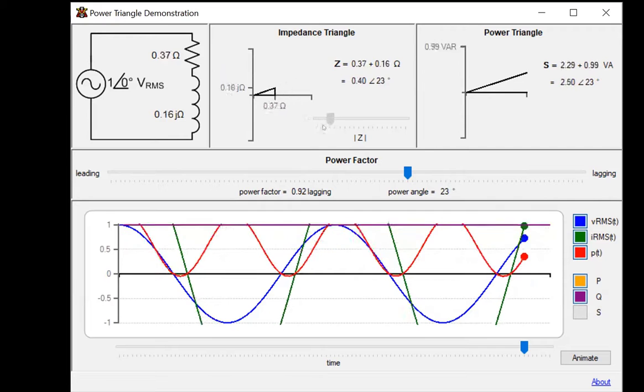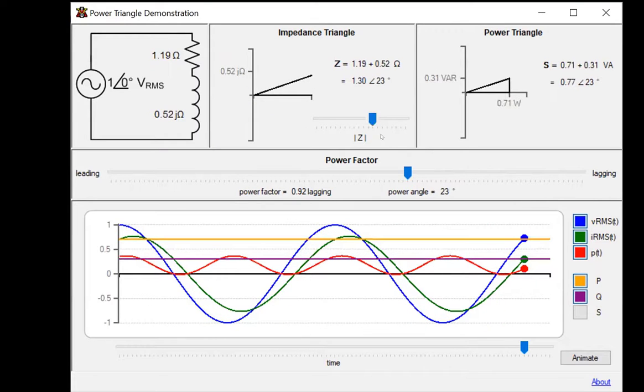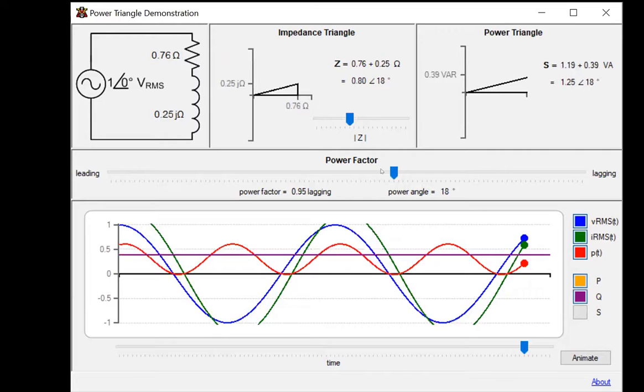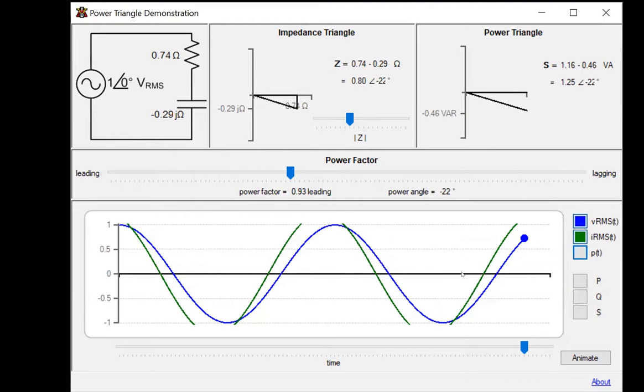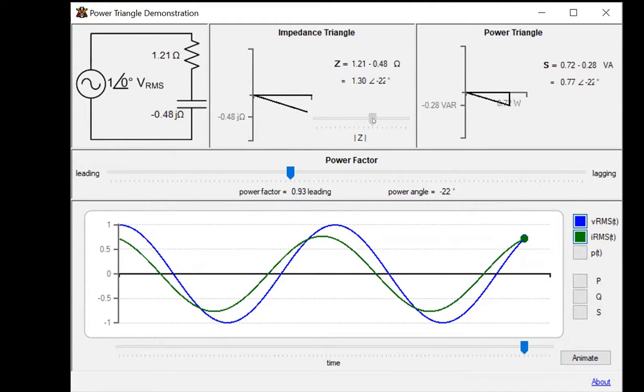If you do the opposite, if you go into a capacitive system, now our current is leading. Our current here in green is leading our voltage. It hits its peak before voltage. So now we're in a leading power factor. We've got a capacitive system.